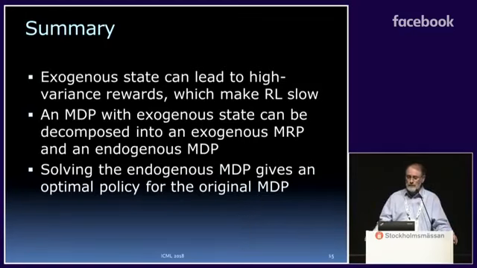So the summary is exogenous state can lead to high variance rewards, which can make reinforcement learning slow. An MDP with exogenous state and additively decomposing rewards can be decomposed into an exogenous MRP and an endogenous MDP. And solving the endogenous MDP gives us an optimal policy for the original problem.